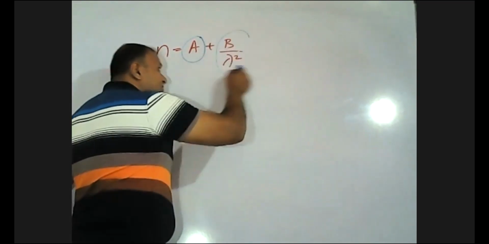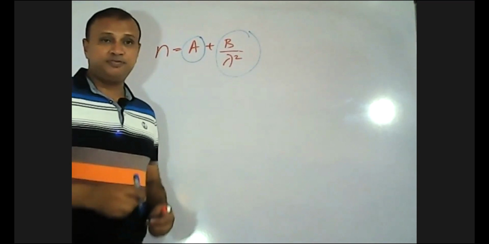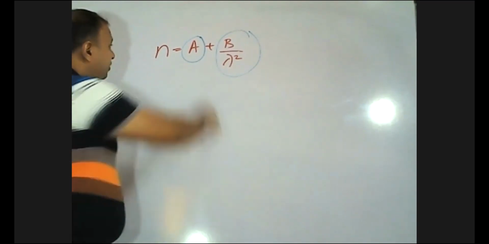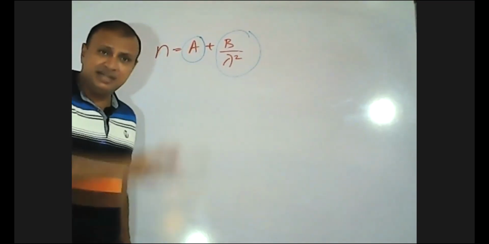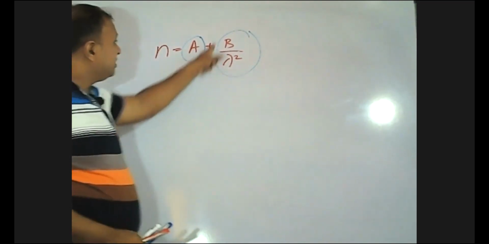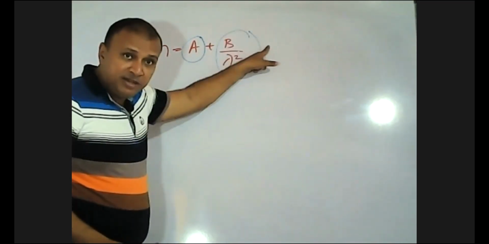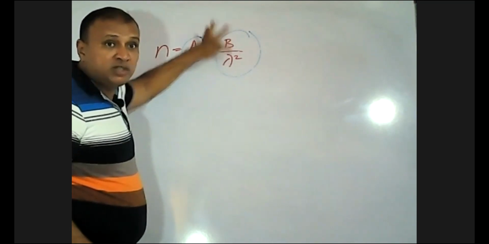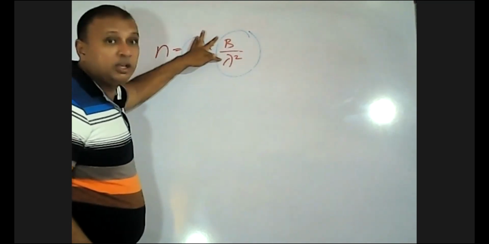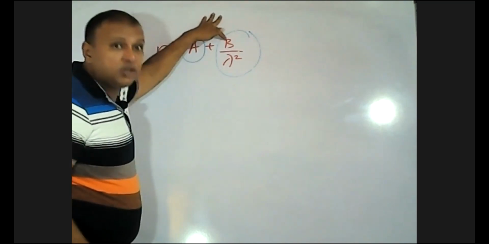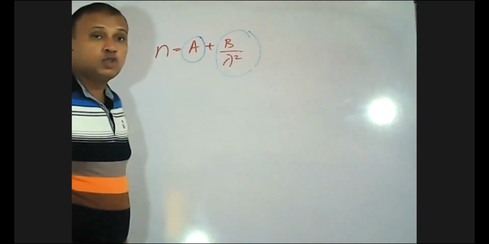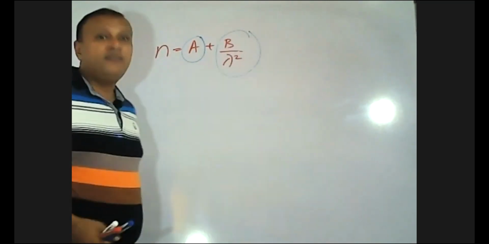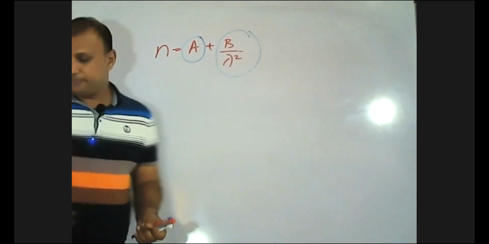And this one should be a number too. No? Then we can do it without any calculation. If it is a number, A doesn't have a dimension. And if this one is a number, the dimension should be equal to 1. That means the numerator and denominator should be equal. That means the dimension of B should be equal to lambda squared. Lambda is a length, so lambda squared is the square of length.